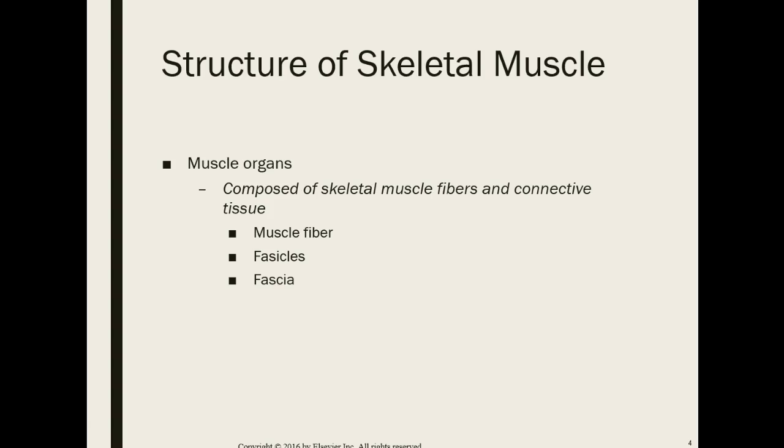So I think of a Russian nesting doll when we think of these. Our muscle fiber is going to be the smallest component of this, and then groups of those fibers are going to form fascicles, and then groups of fascicles are going to form the actual muscle organ. And then the fascia is the membrane that keeps those fascicles bound together.